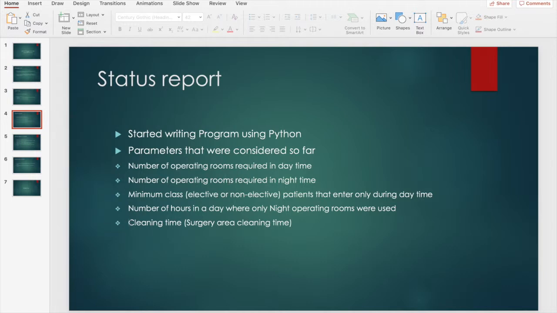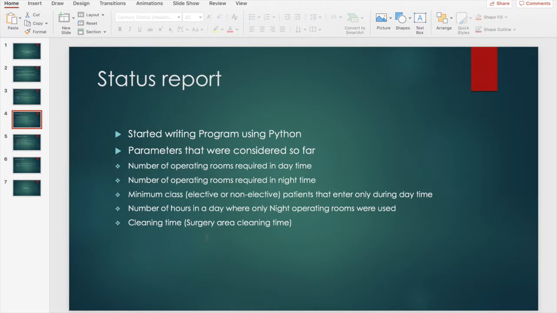And when it comes to the hours, the next factor I'm considering is the number of hours in a day where only night operating rooms were used, like the bookings were done in the whole day, and only the night operating rooms were used. So that's the whole count of operating rooms during night time only on that day.